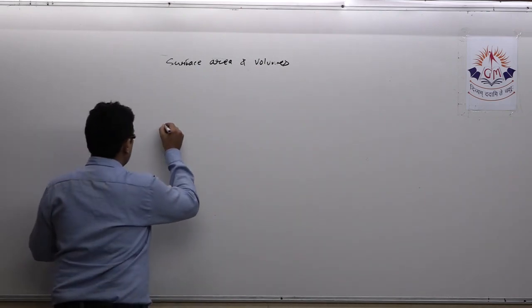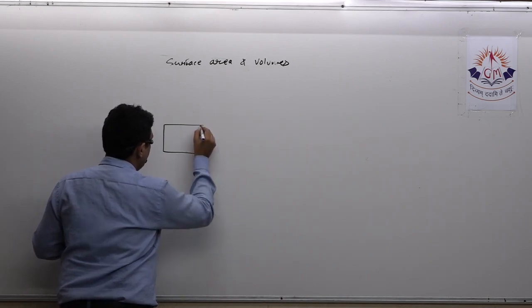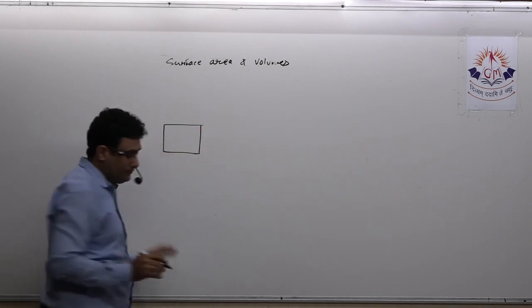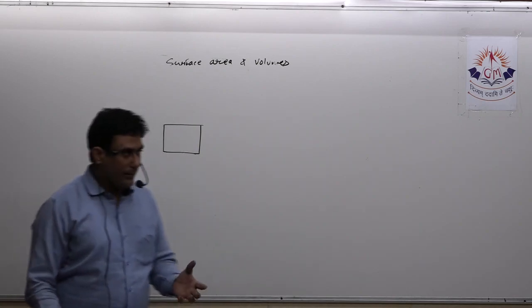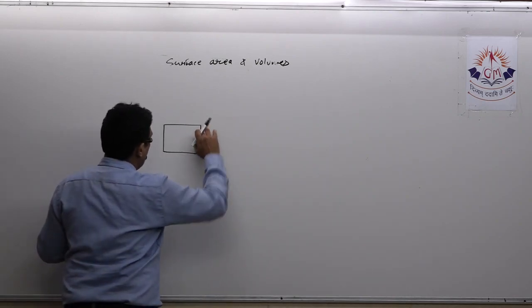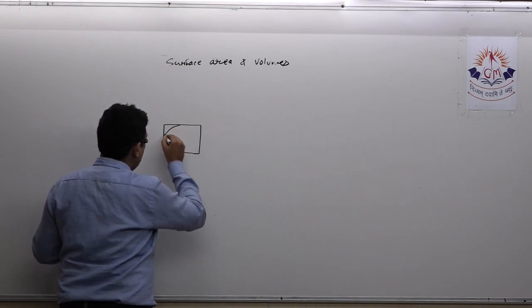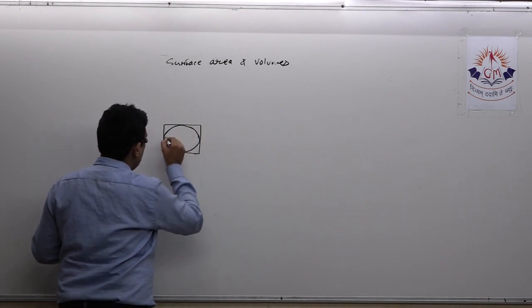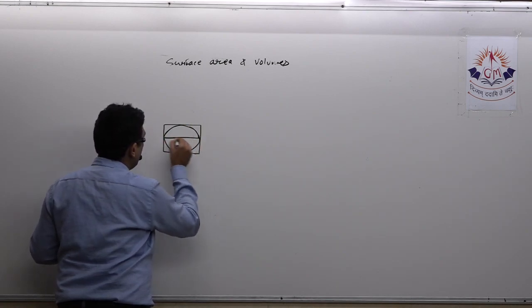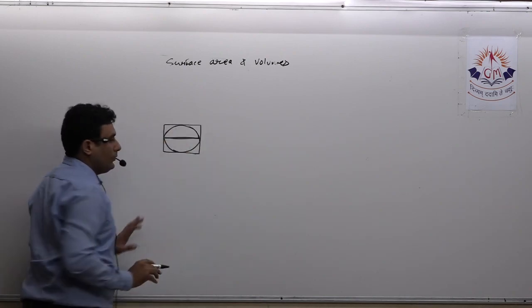Simply, if I draw the top view, on the top of the cubical block there is a hemisphere. Obviously, the diameter of the hemisphere will be equal to the edge of the cube, isn't it? This must be the maximum diameter of the hemisphere which is surmounted on a cube.